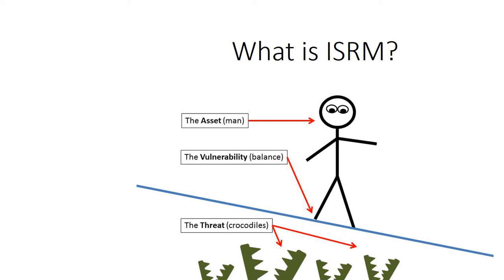falling into the water. But we can assume that this man has some weakness, some vulnerability in terms of not being able to maintain the balance on the rope while crossing this river, and that will create a risk that the man can fall in this water body. And similarly, we have some crocodiles in the water that are acting as a threat, and a threat is something that can exploit the vulnerability of the system or the asset.